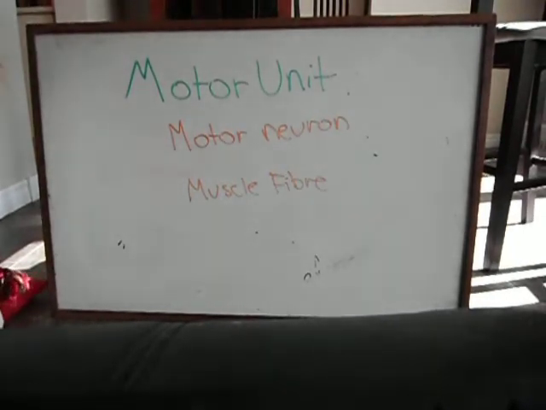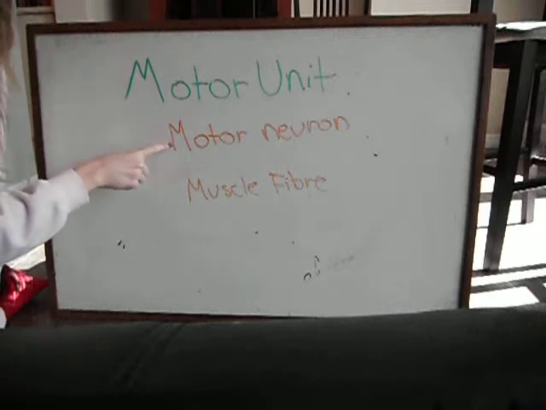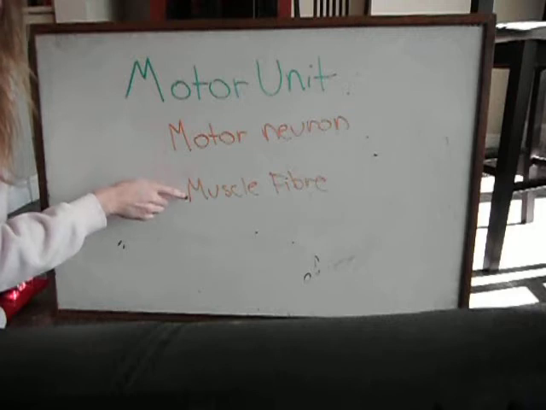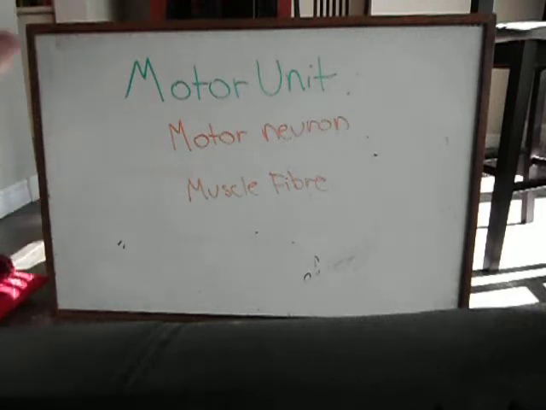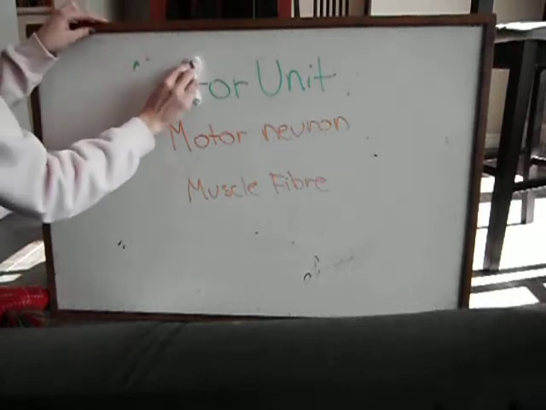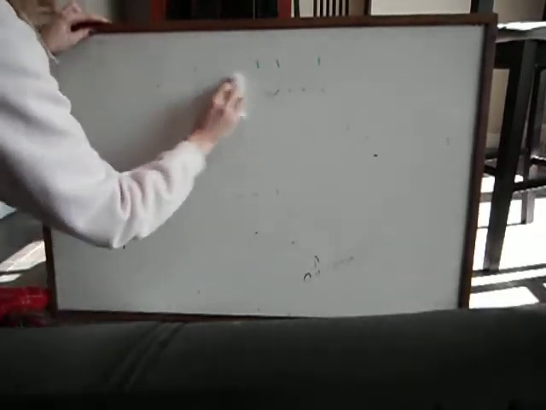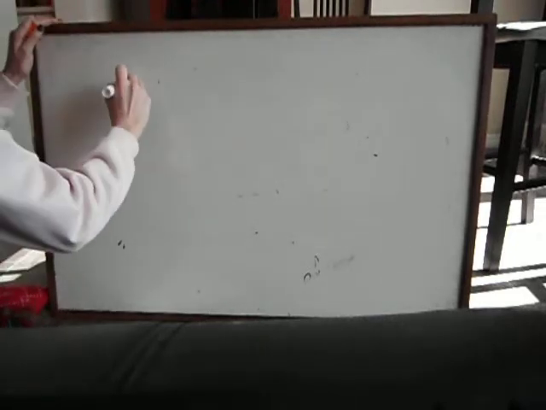Today I'm going to be explaining the motor unit, which is made up of the motor neuron and the muscle fiber. So we're going to go over each of these individually and we're going to see how they work together. So the first thing we're going to talk about is the motor neuron.